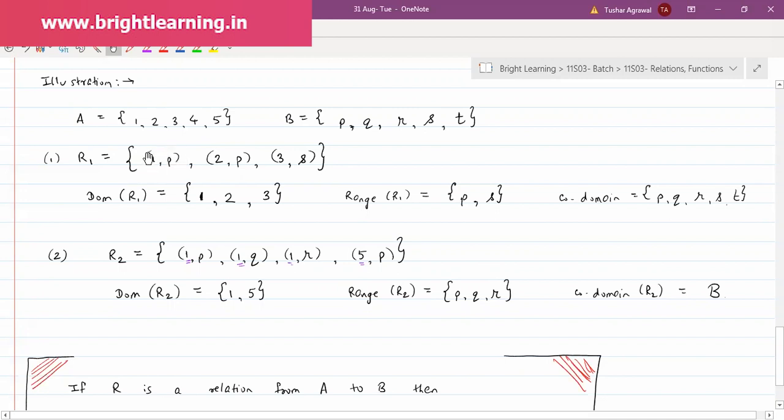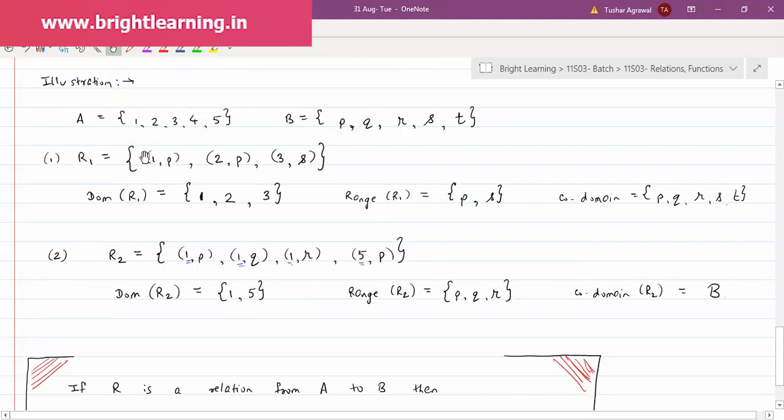Element P is the image of element 1, or you can say that element 1 is the pre-image of element P. Are you getting it? The elements of the first set are pre-images of the second set's elements, and the elements of the second set are images of the first set's elements. Obviously, if they are actually paired up.